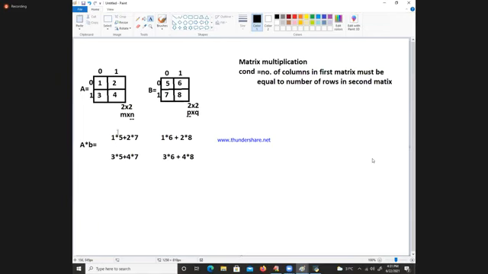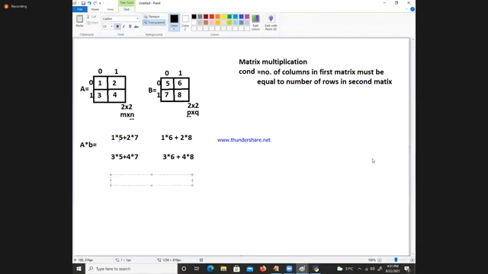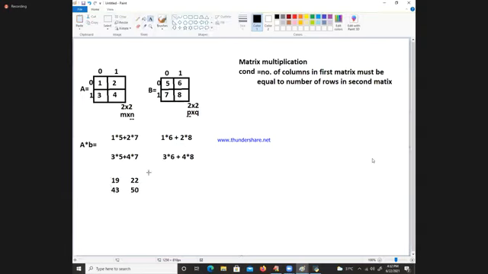Now, you do it. That is equal to 1 into 5 plus 2 into 7, which is 5 plus 14, that is 19. Next is 6 plus 16, that is 22. Next is 15 plus 28, that is 43. Next is 18 plus 32, that is 50. Yes, this is the matrix.